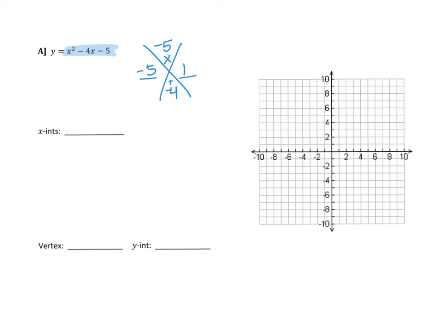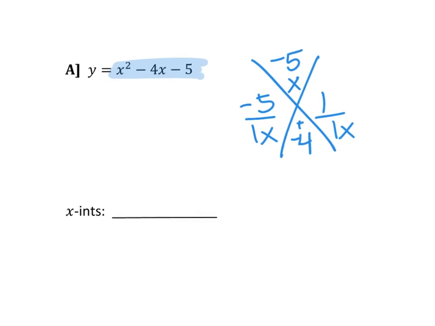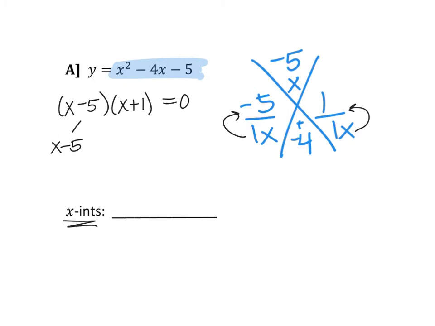Now, as always, we divide by 1x. And we go ahead and write our factors, right? Once again, we start from the bottom and work our way to the top. So it'll just be x minus 5 and then x plus 1. Now we want to set that equal to 0 because we're going to find our x-intercepts. So just as we did a couple days ago, we're now going to take each factor, set it equal to 0, and solve.